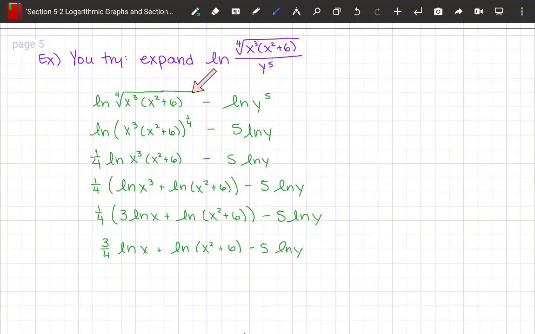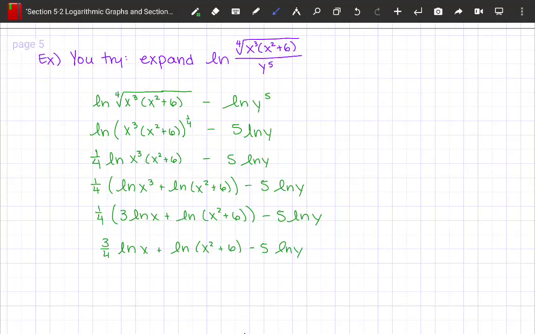Now remember, our roots are exponents, so a fourth root is like a 1/4. And then I went ahead and just took care of this power. The 5 is on the entire argument, so I moved that out in front. And then we have the same thing here. Now the 1/4 is on the entire argument, so I moved the 1/4 out in front.